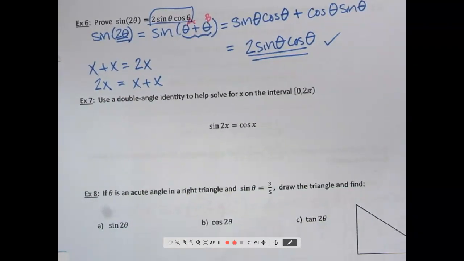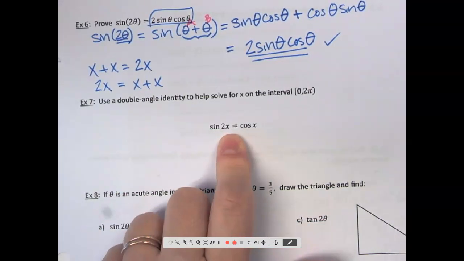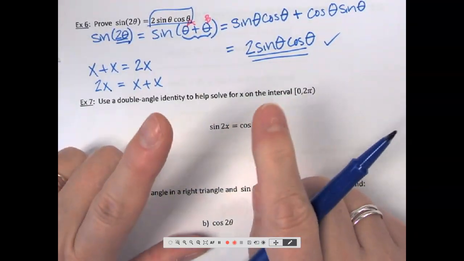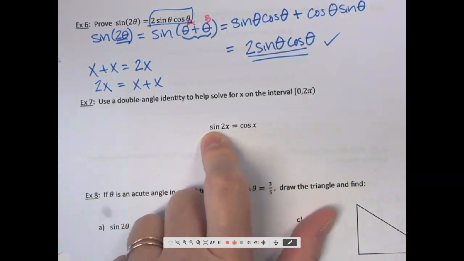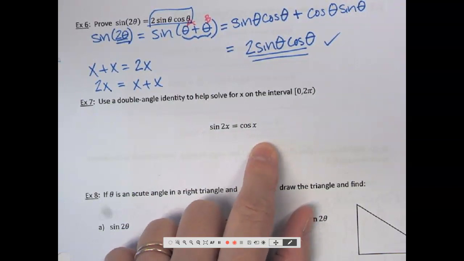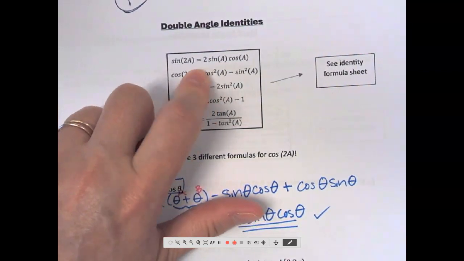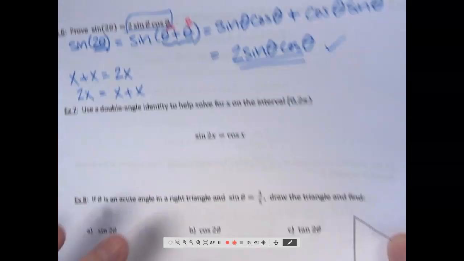All right, use a double angle identity to help solve for x on the interval. Okay, so now we're solving an equation. So I want to find eventually answers that are angles from 0 up to 2 pi on the unit circle. But this is my equation. So it's already sine, that's already cosine, but notice this is 2x and this is just x. So what I'm going to do is change sine 2x to this formula right here. I'm going to change it to 2 sine x cosine x.